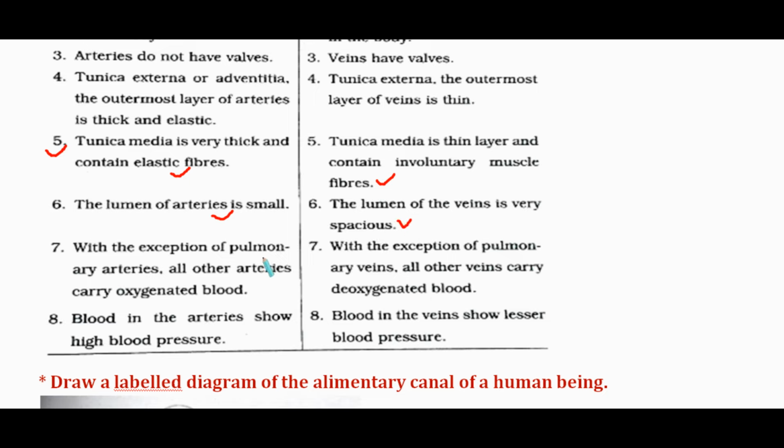With the exception of pulmonary arteries, all other arteries carry oxygenated blood. With the exception of pulmonary veins, all veins carry deoxygenated blood. Blood in the arteries shows high blood pressure. Blood in the veins shows lesser blood pressure. These are the differences, but you can write 4 differences for 4 marks.